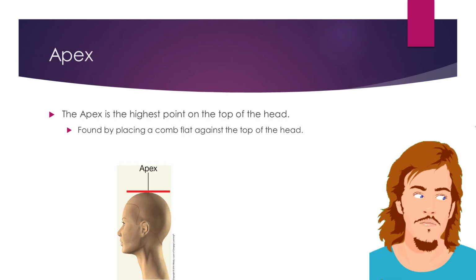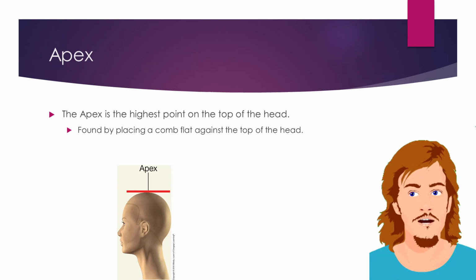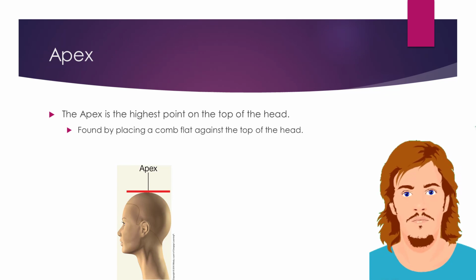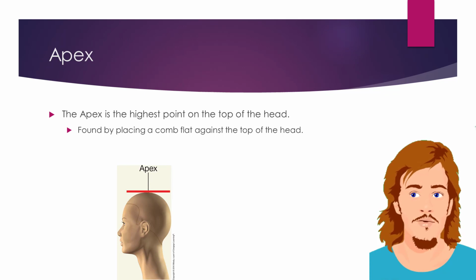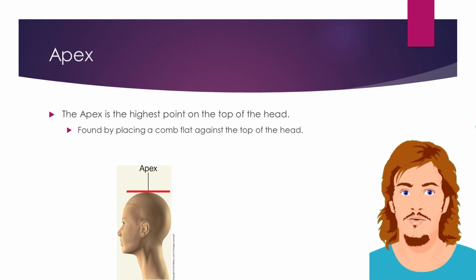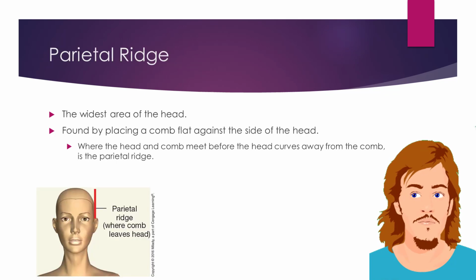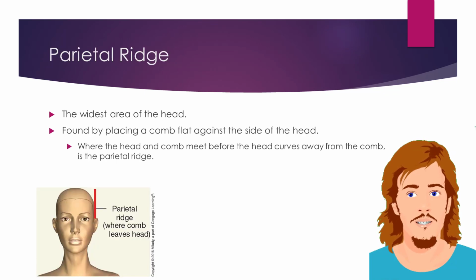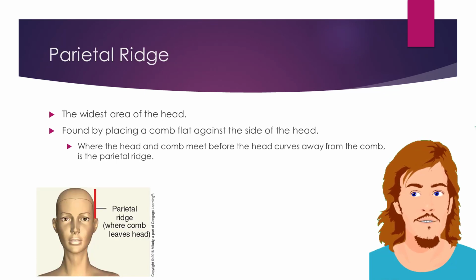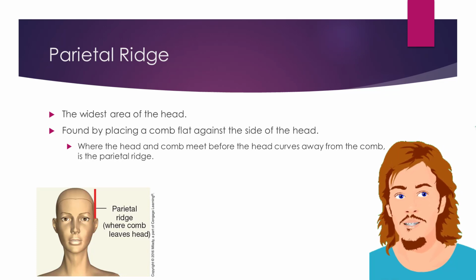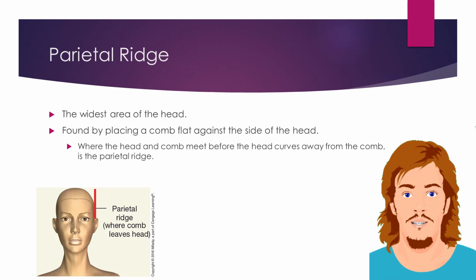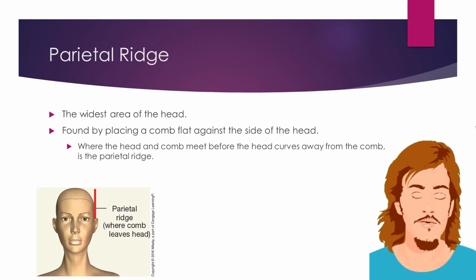The apex is the highest point on the top of the head. It is found by laying a comb flat across the top of the head. Where the head and comb meet is where you will find the apex. The parietal ridge is the widest area of the head. It can be found by placing a comb flat against the side of the head. Where the head and comb meet before the head curves away from the comb is the parietal ridge.